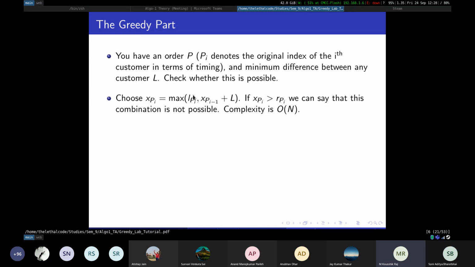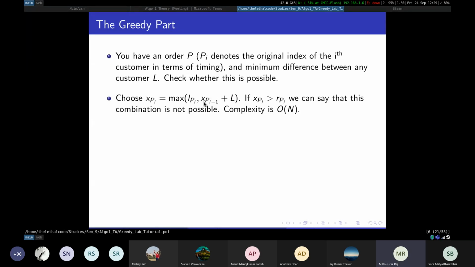Because as I said, the customer has to come in the time frame LPI to RPI. So it obviously has to be greater than LPI. And the other condition is that you know that the minimum difference between any customer is L. So you have to place the current customer at least L minutes after the previous customer. So that's what this second condition means.